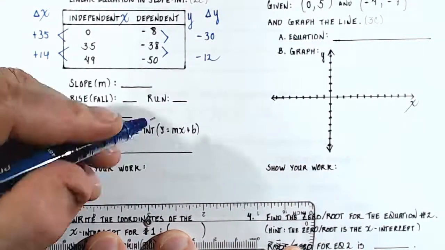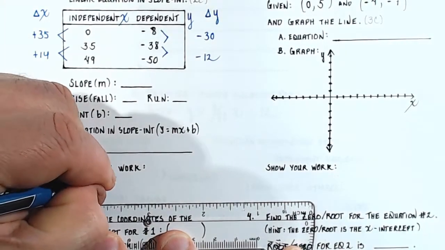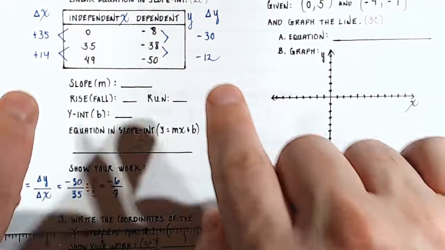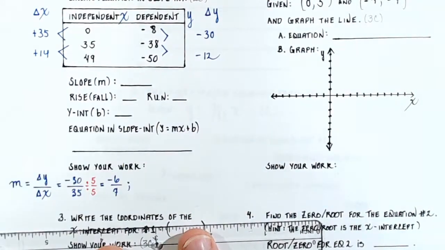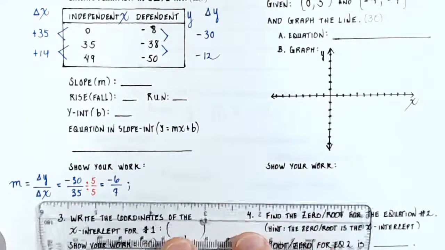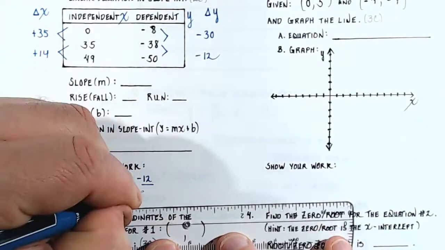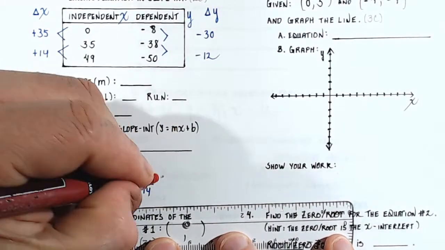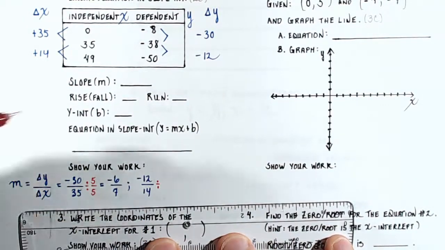Okay, so that is equal to negative 6 over 7. And we need to make sure that the other pair of changes are the same. So we'll just do that again. This time negative 12 over 14. And we want to make sure that this can reduce down to the same constant rate of change, negative 6 over 7.